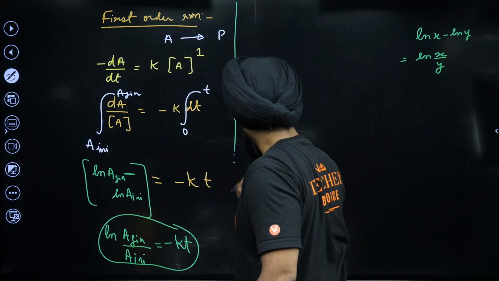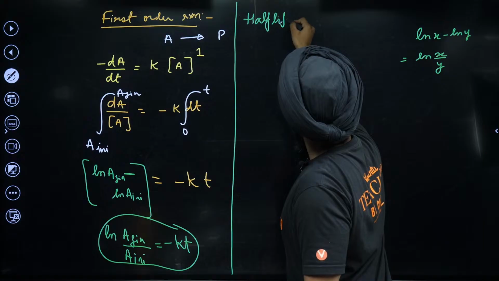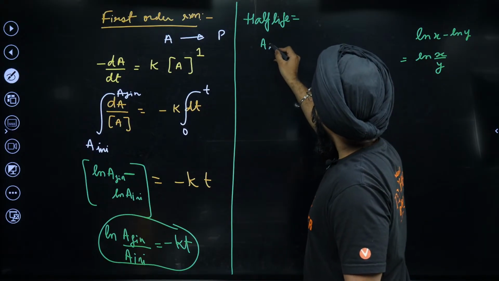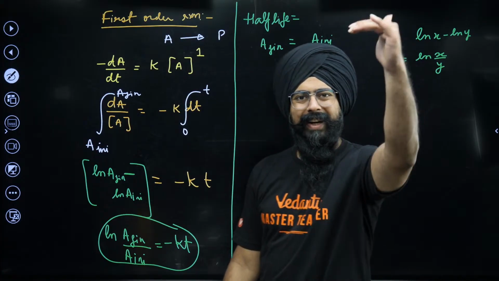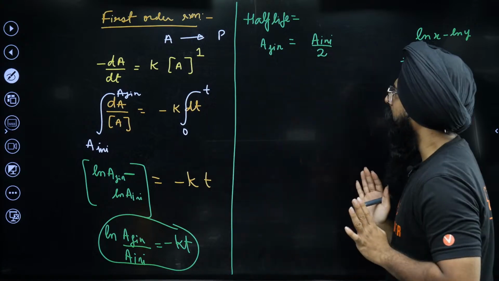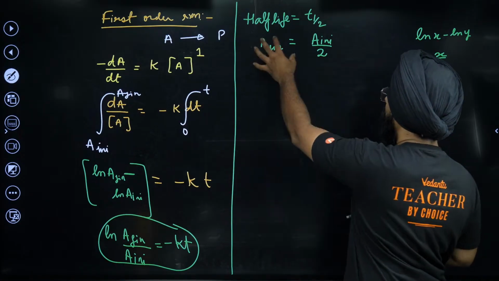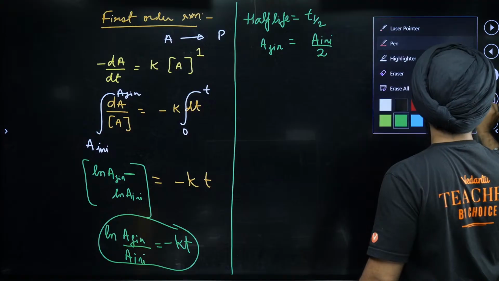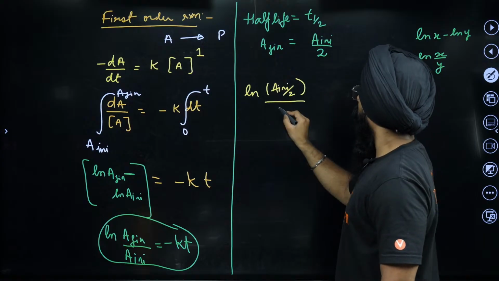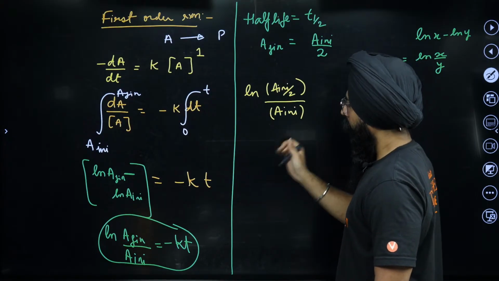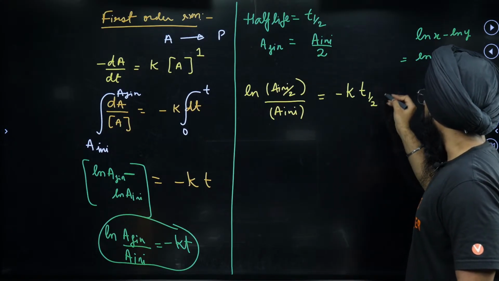Derivation is done. Now, let us try to calculate half-life. What do we mean by half-life? Half-life is the time when the final amount of A is half the initial amount of A. When the reactant is half over, that is what we define as half-life. We'll call it T1 by 2, T half. So now at this time, let's put the values. I can write ln of A initial by 2 upon A initial, since A final is put as A initial by 2, is equal to minus K T half.